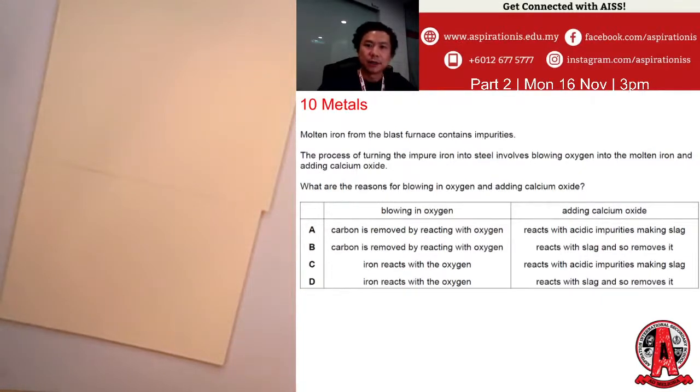Well done. So the answer is definitely A or B, and for the next column, the calcium oxide is a base, it reacts with acid, and the salt is the slag. That's why the answer is not B. It doesn't react with the slag, right? It produces the slag. So the answer is A, to produce the heat. And remember, the more popular reducing agent is carbon monoxide instead of carbon. So remember that. But that's not really very crucial in paper 2.